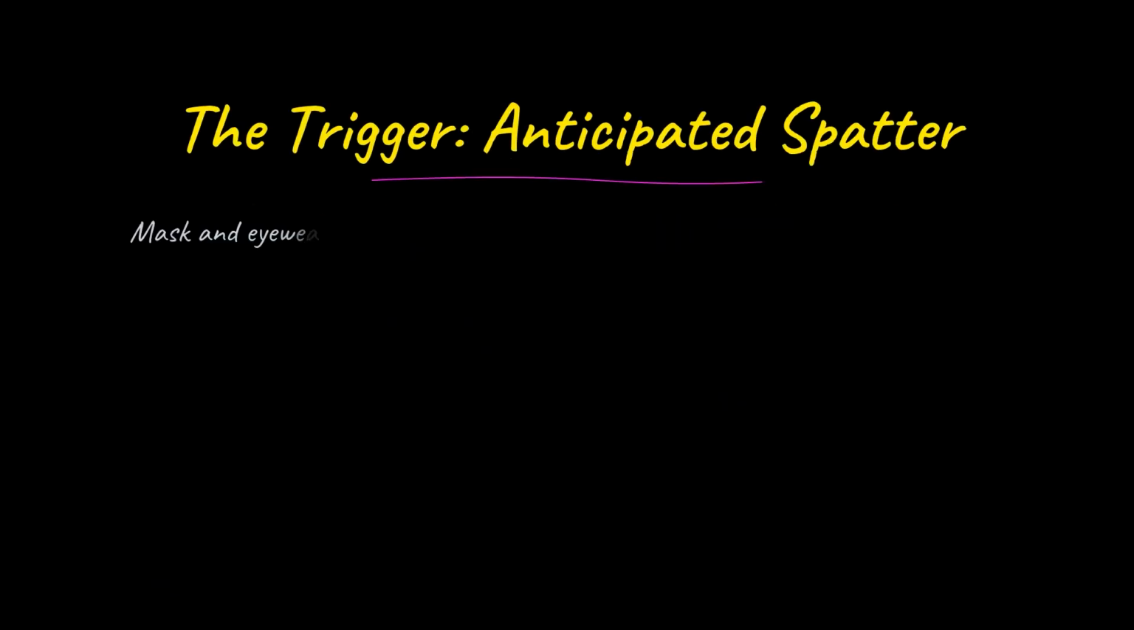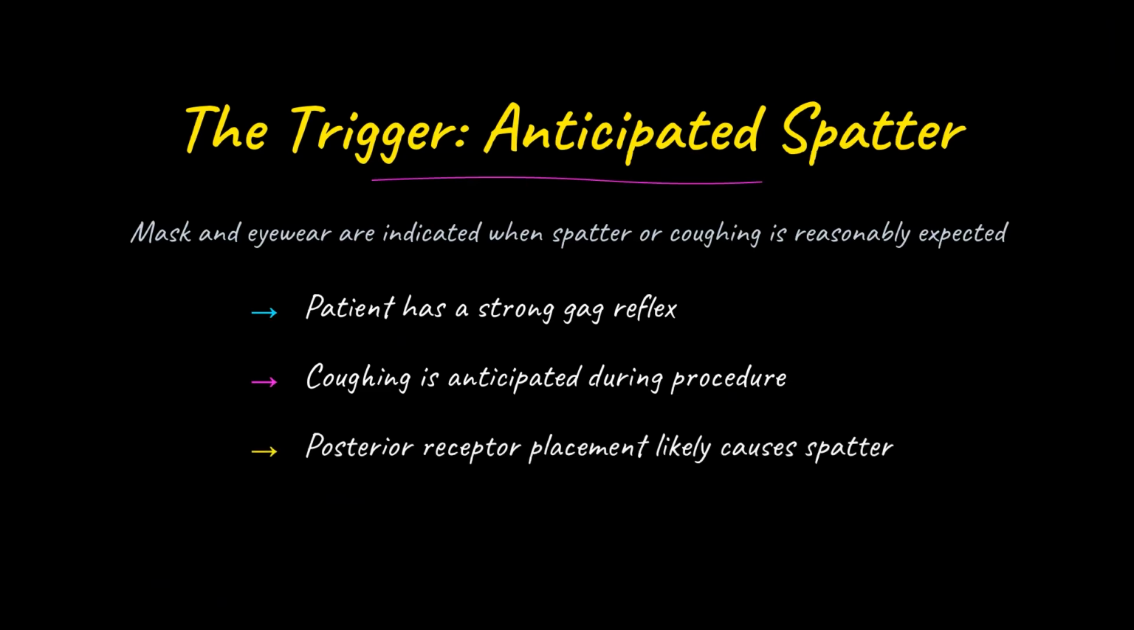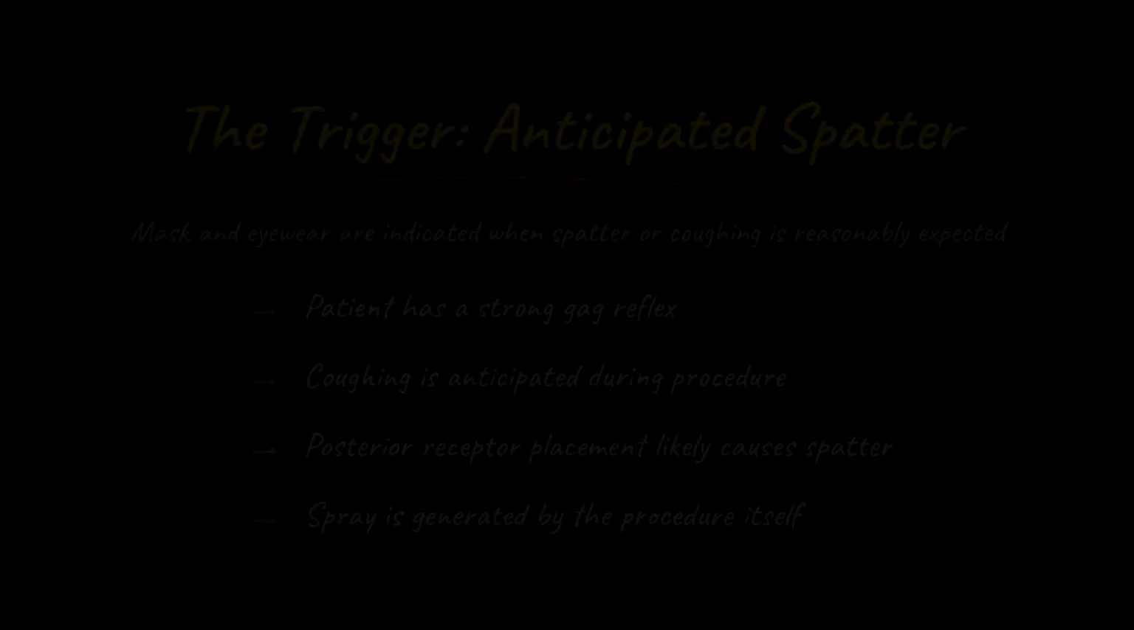The mechanism is simple physical interception. The mask blocks droplets from reaching the lips and respiratory openings, while eyewear stands between flying spatter and the eyes. Together they form a continuous barrier across the most vulnerable facial surfaces. The key indicator is anticipated spatter reaching the face, a patient with a strong gag reflex, coughing during care, or a procedure that generates spray. These are all conditions where contaminated droplets are most likely to reach facial mucosa or the eyes.